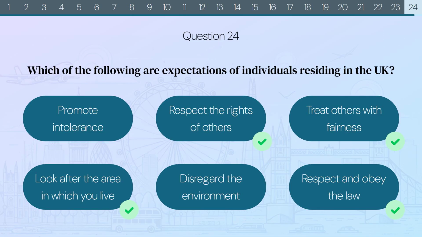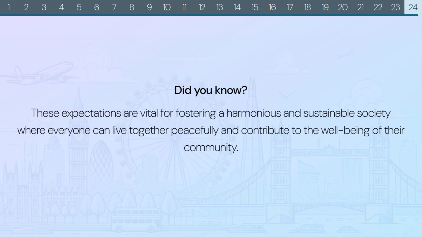The correct answers are: respect the rights of others, treat others with fairness, look after the area in which you live, and respect and obey the law. Did you know? These expectations are vital for fostering a harmonious and sustainable society, where everyone can live together peacefully and contribute to the well-being of their community.